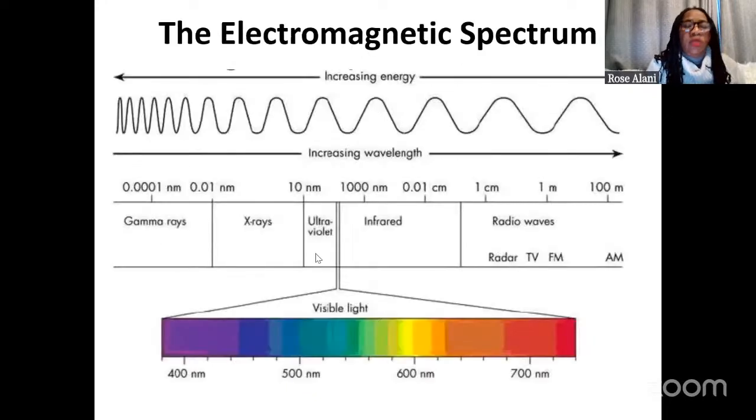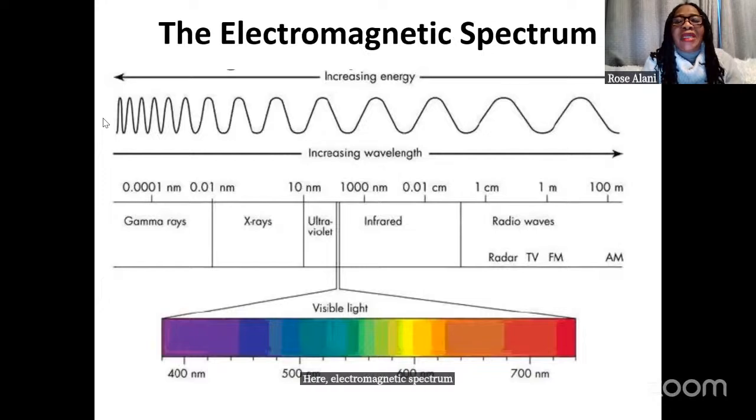So we see here the electromagnetic spectrum, because this is important, because it's what we're using. Remember, we said it's interaction between light and matter. So we have to understand the light that is interacting with our samples.